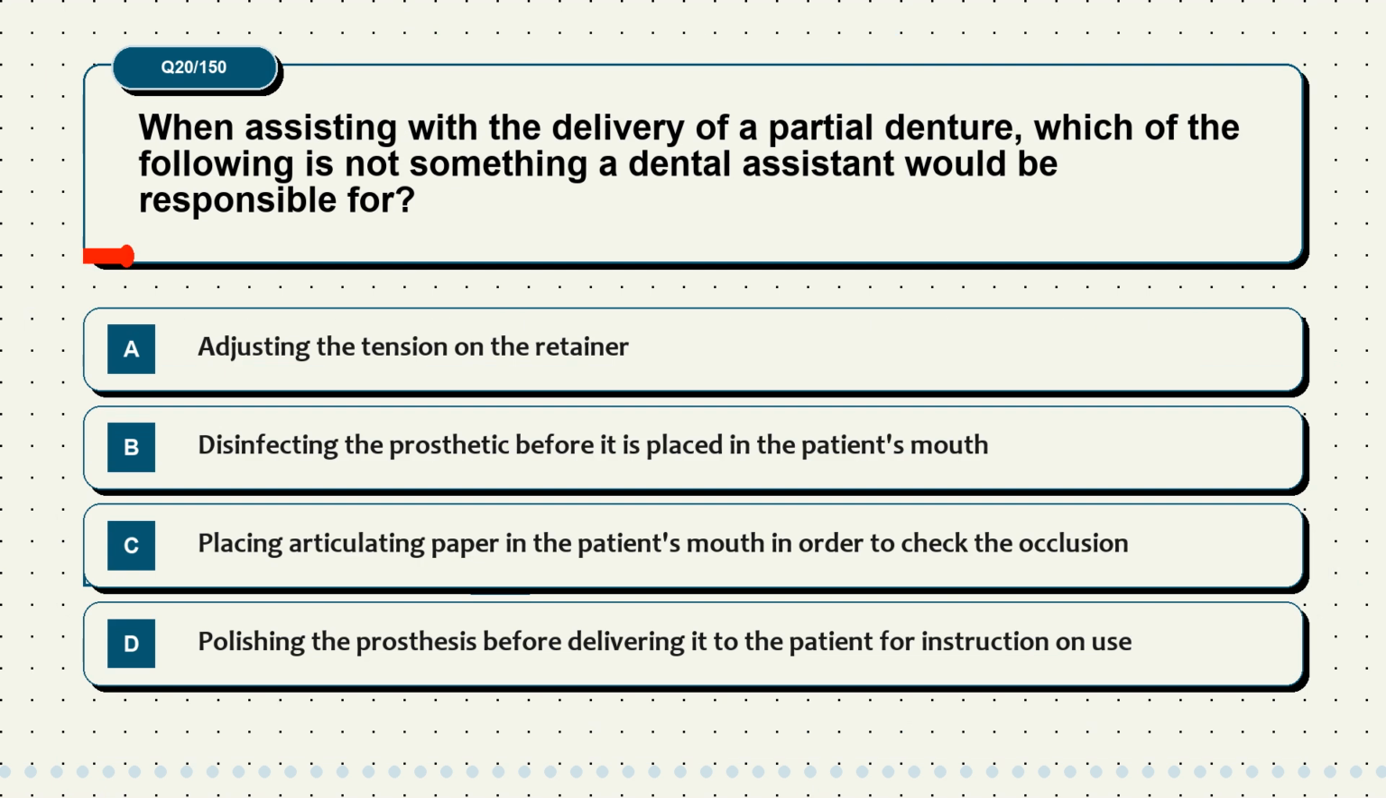Question 20. When assisting with the delivery of a partial denture, which of the following is not something a dental assistant would be responsible for? Here are the options. Option A, adjusting the tension on the retainer. Option B, disinfecting the prosthetic before it is placed in the patient's mouth. Option C, placing articulating paper in the patient's mouth in order to check the occlusion. Option D, polishing the prosthesis before delivering it to the patient for instruction on use.